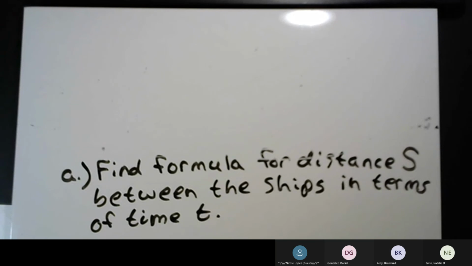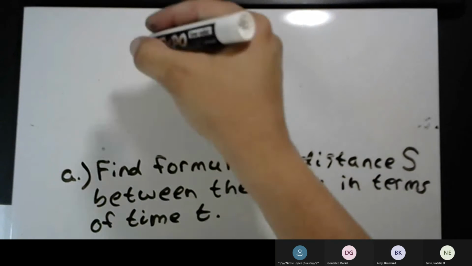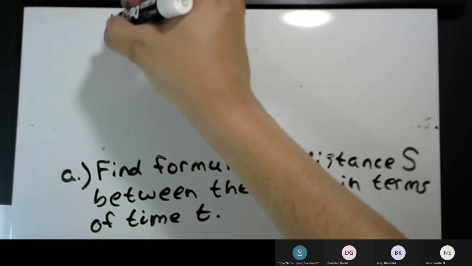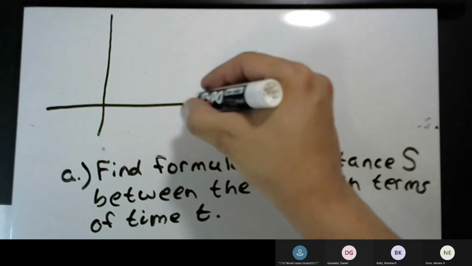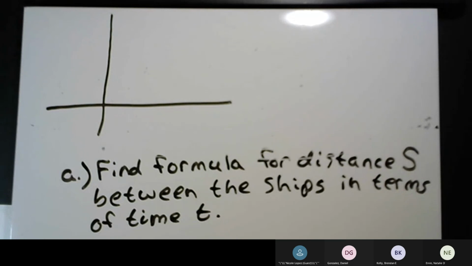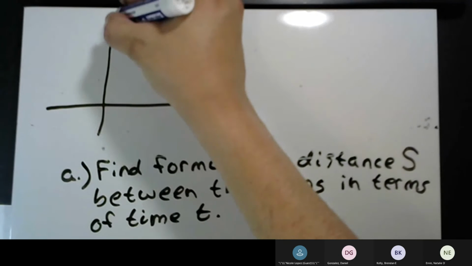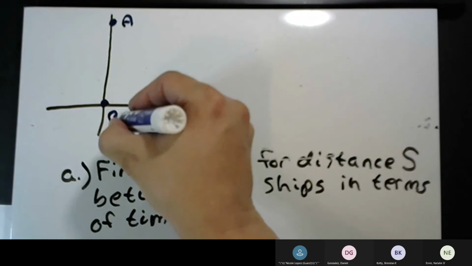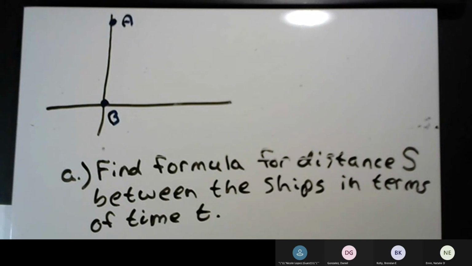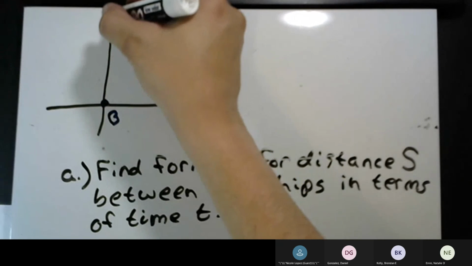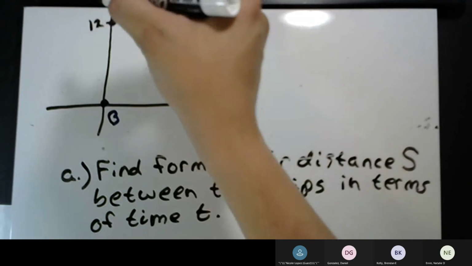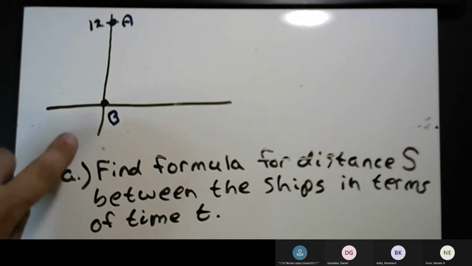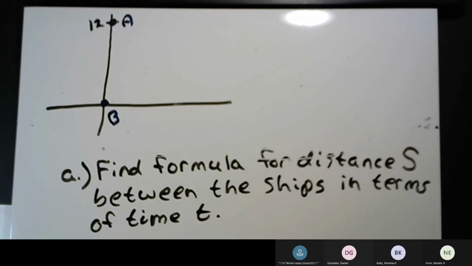So how would you do this? Well, one thing I'd recommend, let's place this on a rectangular coordinate system. So let's talk about noon. At noon, there's ship A that's directly north of ship B. And ship A is located, say, at 12. B is going to be located at the origin. So we can start it out like this.